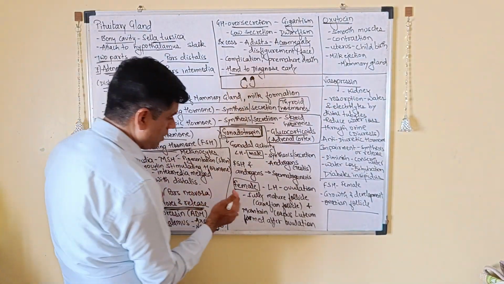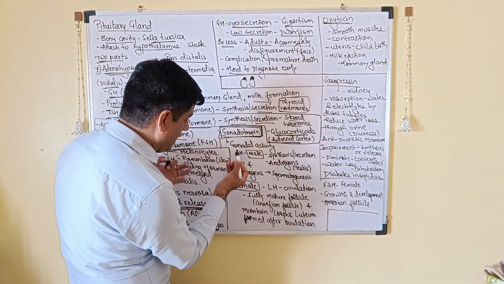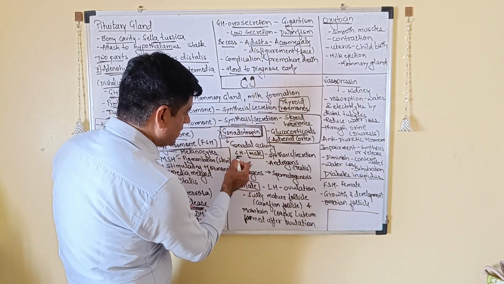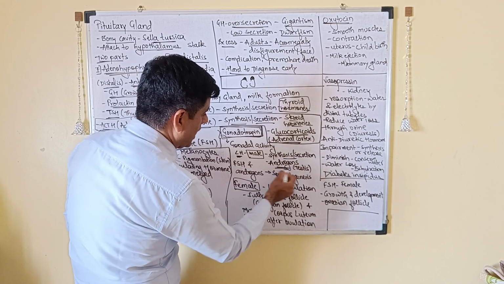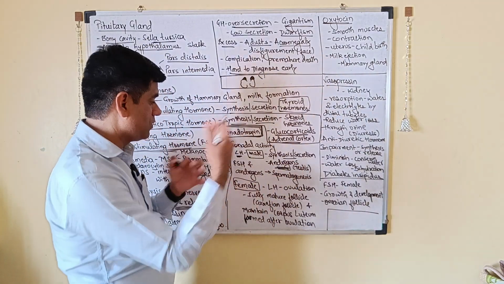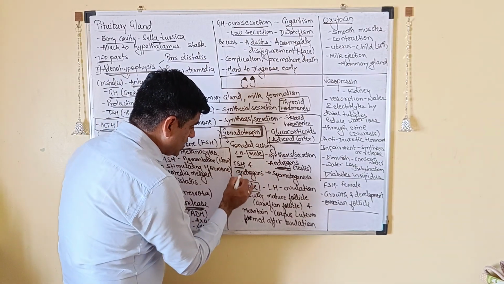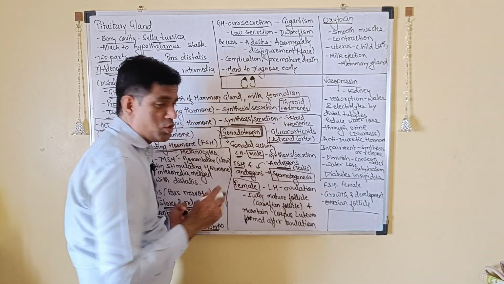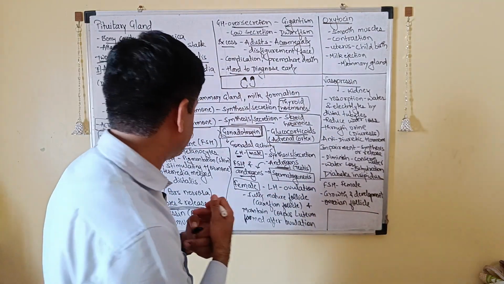So talking about the role of LH and FSH in males, you will find that in males this LH is controlling synthesis and secretion of androgens like testosterone. So in the testis it affects the production of testosterone. FSH and these androgens then control spermatogenesis, that is formation of sperms, so formation of gametes.